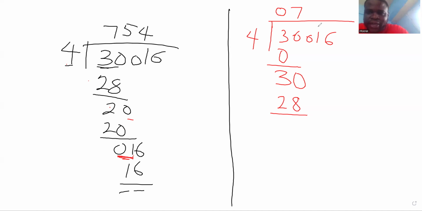4 into the first digit, which is 3, is 0. In other words, it means 4 times what number will produce the dividend digit 3, or a little bit less than that dividend digit 3. 4 times 1 is 4, which is way beyond the 3. And it means that 4 times 2, 8 will be beyond. 4 times 3, 12 will be beyond. So it means our answer is less than 1. And obviously that should be 0.